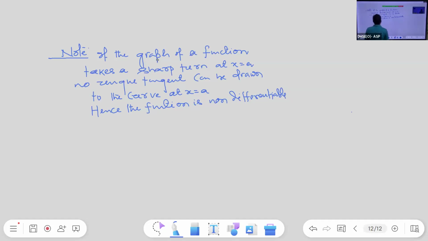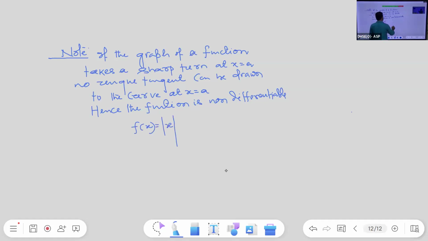If the graph of a function takes a sharp turn at x is equal to a, no unique tangent can be drawn to the curve at x is equal to a, hence the function is non-differentiable. No unique tangent means either two tangents exist or a vertical tangent to the curve exists. Either two tangents exist. For example, if you take the graph of the function f of x is equal to mod x.